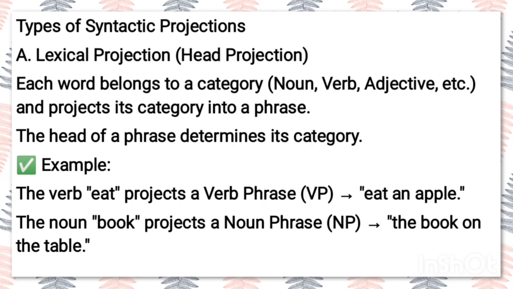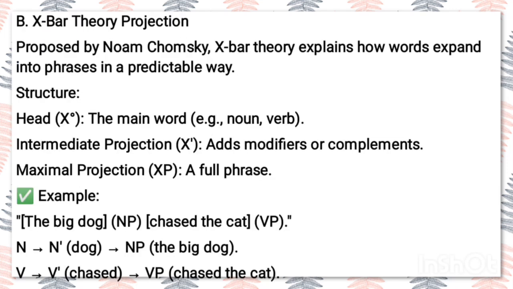Next one is X-bar theory projection. X-bar theory proposed by Noam Chomsky explains how words expand into phrases in a predictable way. First one is structure. Head is X, the main word, for example, noun and verb. Intermediate projections, X-bar, is add modifier or complements. Maximal projection, that means XP, is a full phrase.